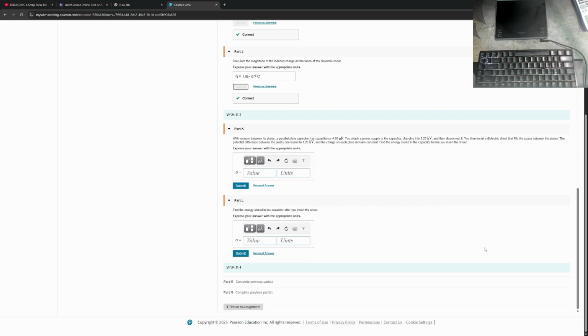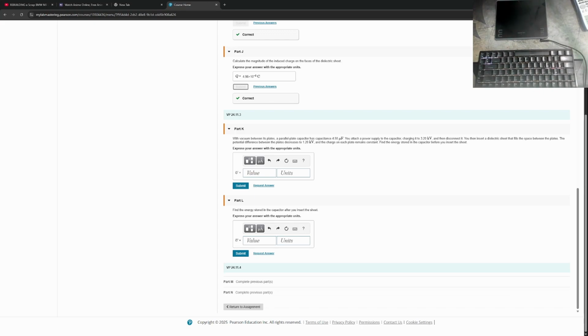So now part K. A parallel plate capacitor with a vacuum between its plates has a capacitance of 4.5 microfarads, and you attach a power supply to the capacitor, charge it at 3.2 kilovolts, and then disconnect it. You then insert a dielectric sheet that fills the space between the plates. The potential difference between the plates decreases to 1.2 kilovolts, and the charge on each plate remains constant. Find the energy stored in the capacitor before you inserted the sheet.